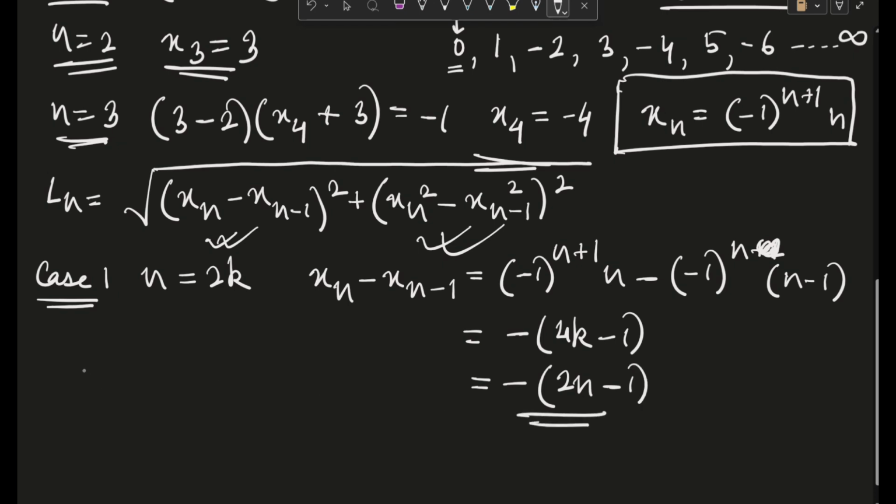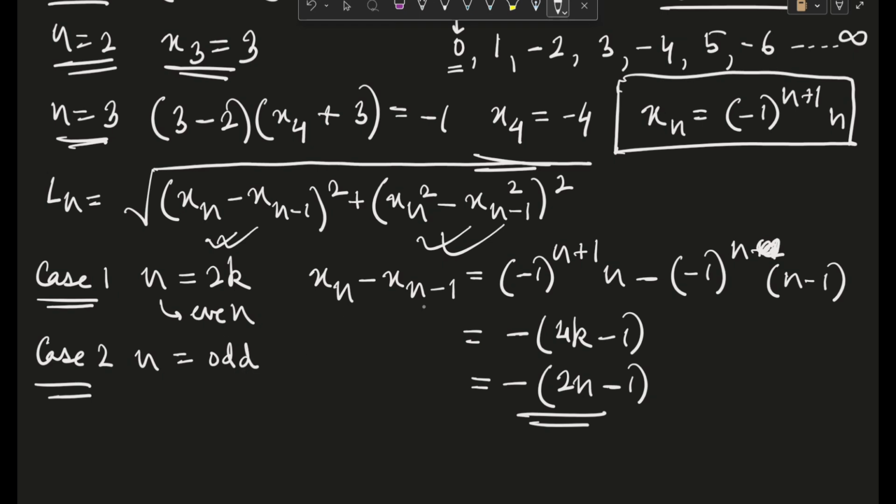Let's now look at our case number 2. Here our n was even. Now let's take n equal to odd, some 2k plus 1 say, though you don't actually need to take 2k plus 1 and 2k. I just did this for your understanding, because this even, odd business is basically because of this power here. That's the reason we are handling all these cases. Anyways, if you check xn minus xn minus 1 in this part, you will get it to be 2n minus 1.